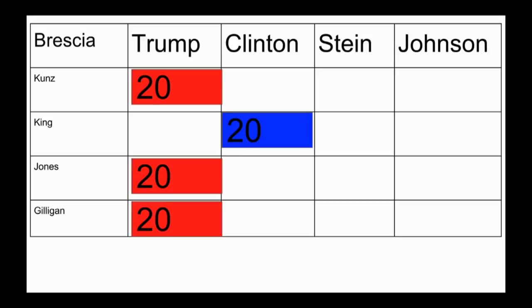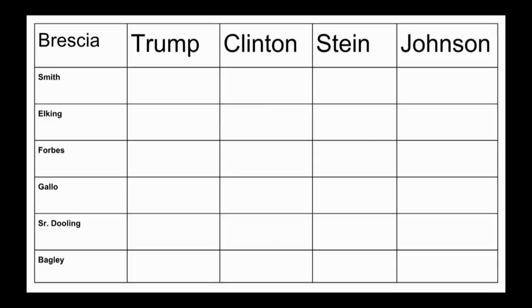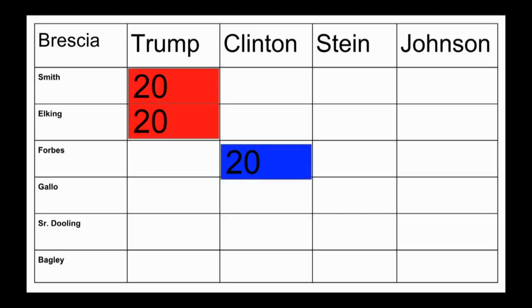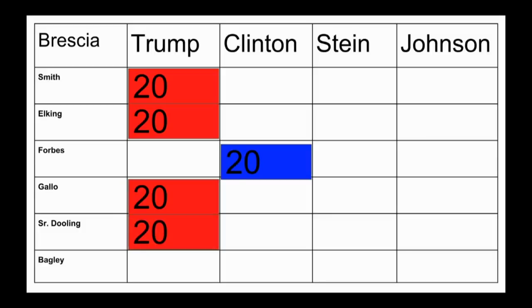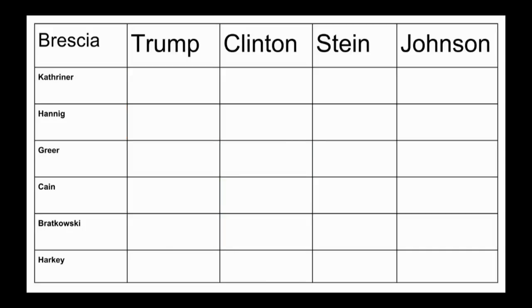And Gilligan also, most of them voted for Trump, so all 20 electors go to Trump. Mr. Smith, Senor Smith, most people voted for Trump, so there you go. Miss Elking went for Trump, but Mrs. Forbes' advisement went for Clinton, so all 20 of hers go to Clinton. Gallo's advisement, 20 for Trump. Sister Dooling's, 20 for Trump. And Bagley's advisement was an exact tie, so no majority, no electoral votes in this case.